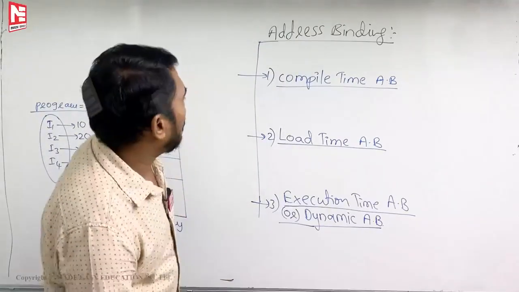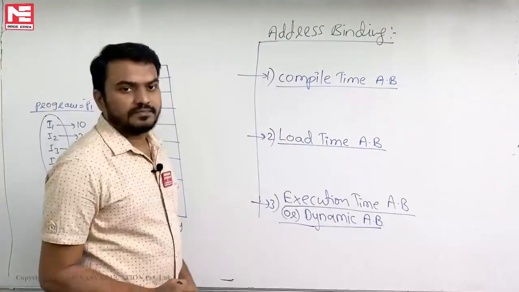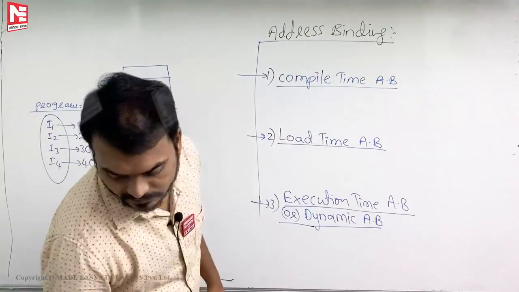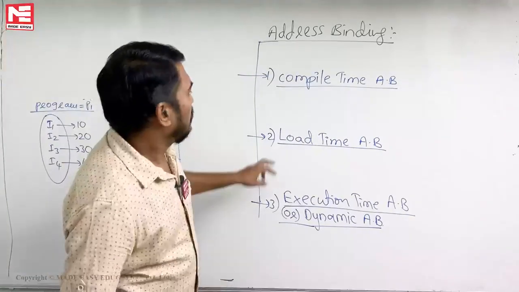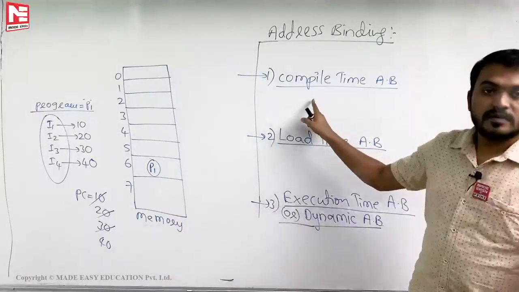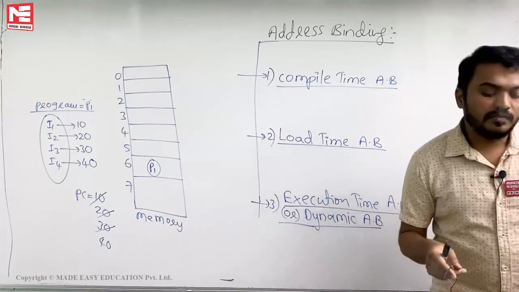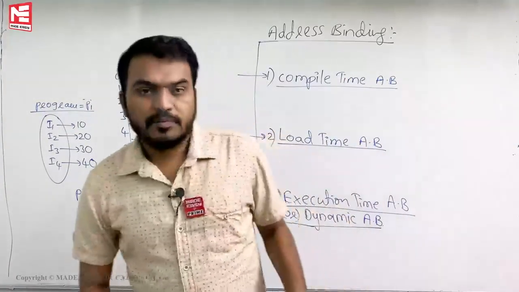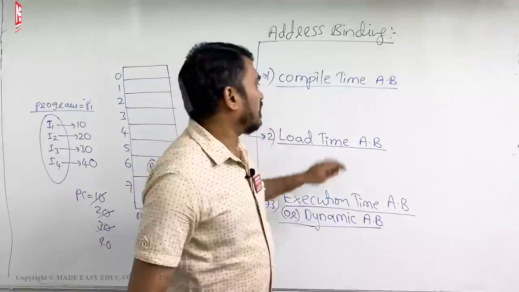Okay. So understand here, one by one. First, keep the heading compile time address binding. Note down the statement. If the compiler is responsible of performing address binding, then it is called as compile time address binding.